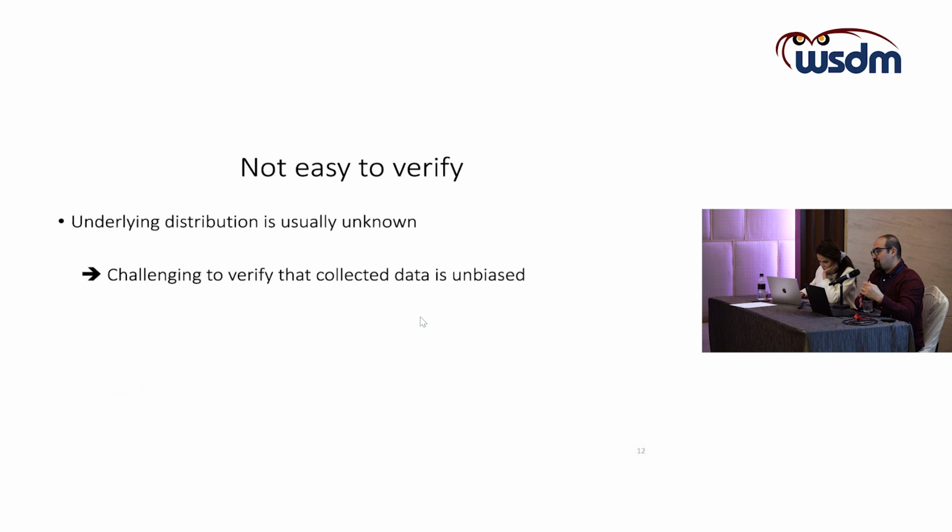And finally, after all of this, it's not easy to verify whether the data that has been collected is unbiased or not. The reason is that usually the underlying distributions are unknown. So you know little about the underlying distribution, and therefore it's very challenging to verify whether the collected data is an IID sample of the underlying distribution.